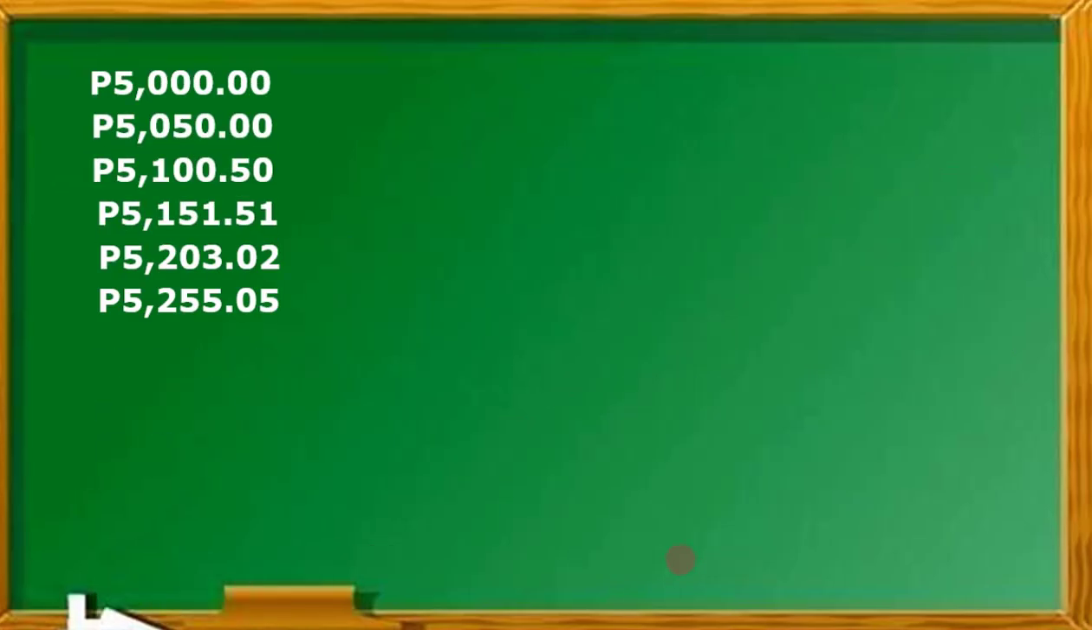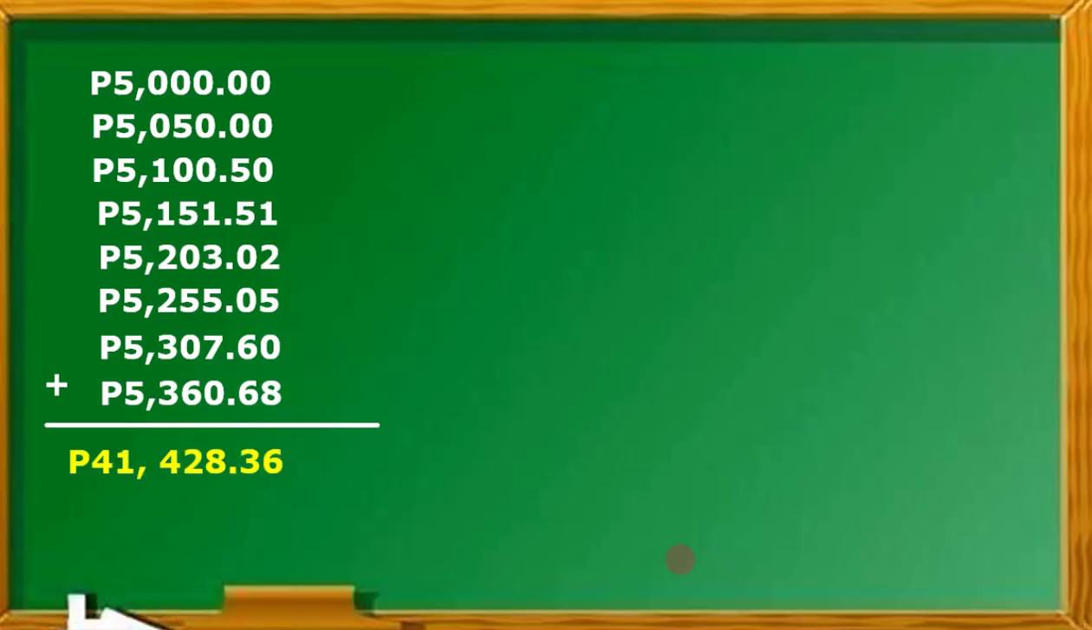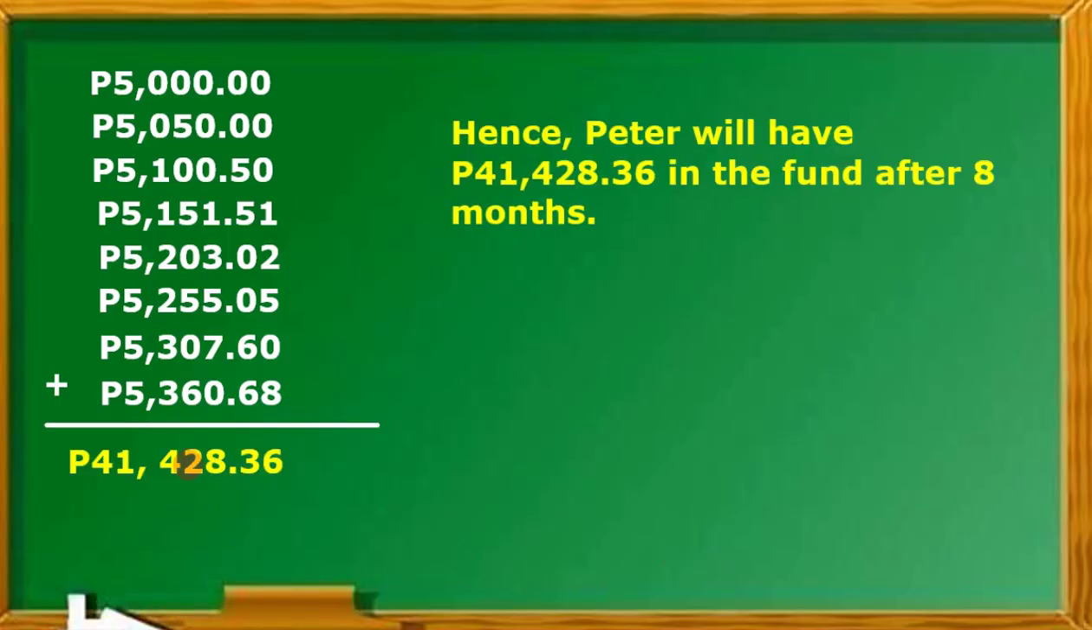So let's collect all the payments made at 2, 4, 6, 8 months. The sum is 41,428 pesos and 36 centavos. Hence, Peter will have this amount in the fund after 8 months.